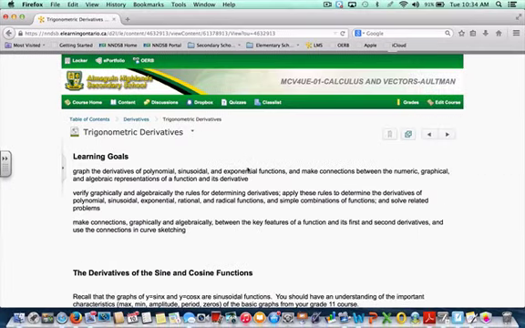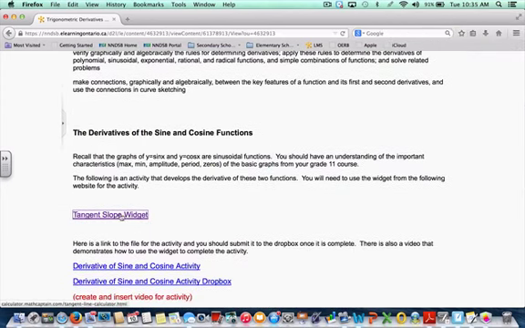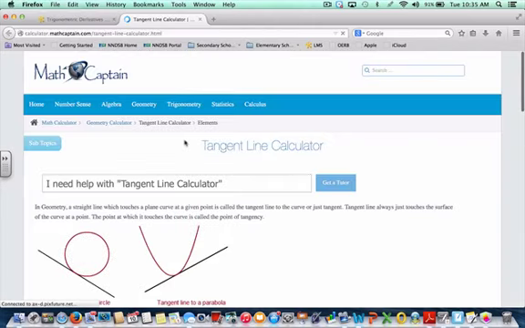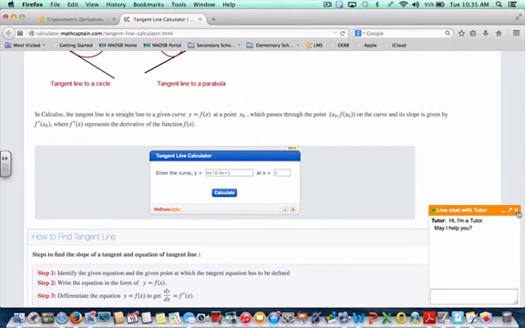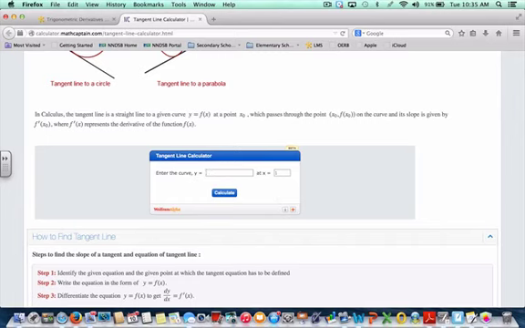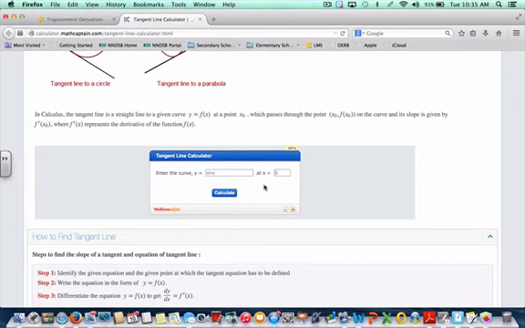So here I'm in the LMS and I'm on the trigonometric derivatives part of the content, and I'm just going to go down where it says tangent slope widget, and if you connect to that, it will bring you to this website. You're always going to get this prompt from a tutor, so that is an option if you're ever working on anything, but you want to scroll down until you see this. So the curve we're working with in this case is y equals sine of x, and my first x is 0.